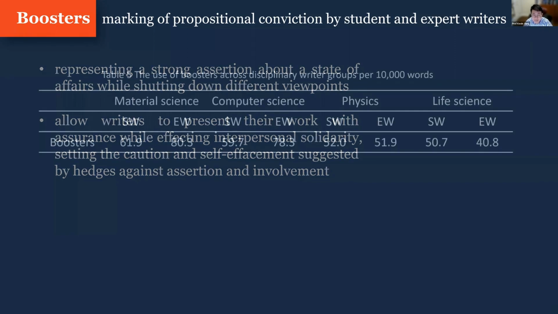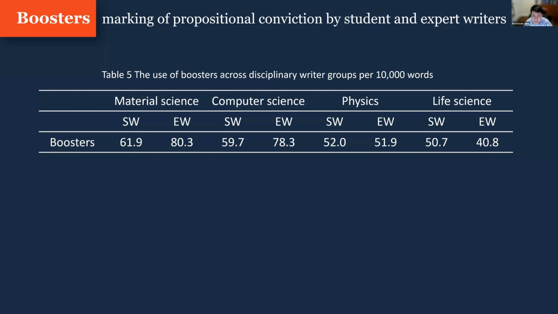However, as we can see in Table 5, material and computer science students utilize a smaller number of boosting items than expert writers, and the less frequent use of boosters may not present the statement as warranted and convincing in terms of the assessment of the reliability they carry. So in these two disciplines, students make less use of boosters, so they may reduce the persuasive force of their text in applied sciences.